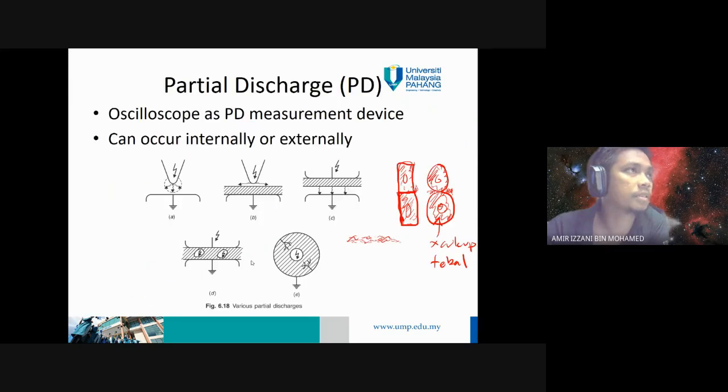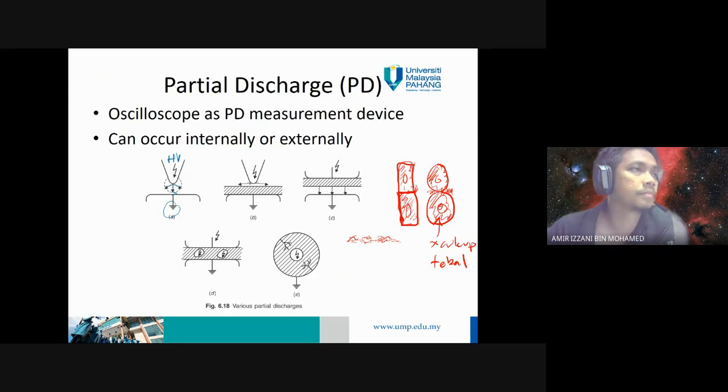Okay, next one is partial discharge. Partial discharge is not a complete discharge. You can imagine we have an HV electrode here and a ground electrode here. Partial discharge is a halfway discharge, a spark discharge. It doesn't connect to the ground electrode. Okay, this is partial discharge.